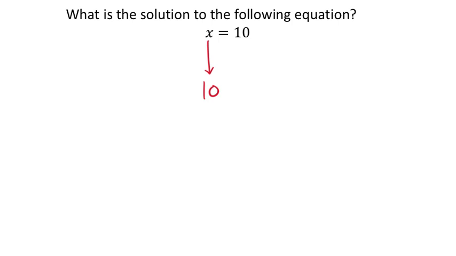Okay, so that's what I've done right there in red. Then it would show 10 equals 10. So I can have a question mark over my equal sign. Well, last time I checked, 10 does equal 10. That's a true statement. But 10 is the only value I can replace X with to make it true.